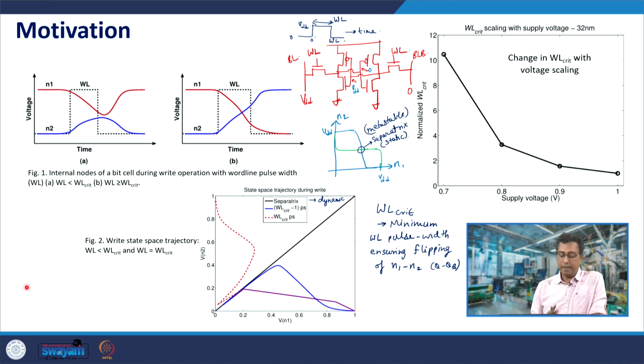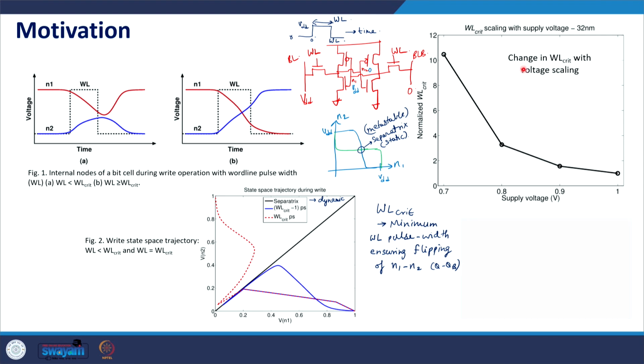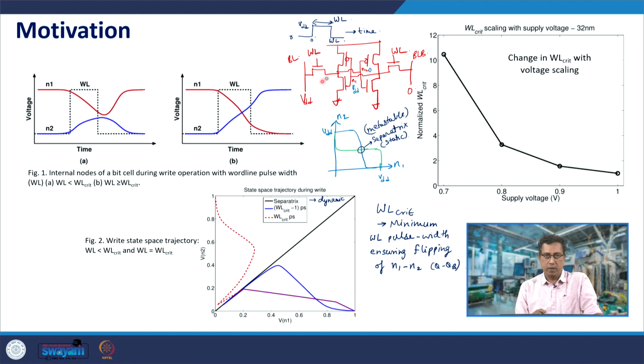For writing, what we observe is that as you reduce the supply voltage, the word line pulse width keeps on increasing. For example, from 1 volt to 0.7 volts it is increasing 10 times. Whatever was the WL critical value here, it has increased 10 times for a 32 nanometer node. These are measurement results on commercial SRAM cells. And why is the word line pulse width increasing? Because as you reduce the voltage, one of PMOS and NMOS becomes weaker, and therefore it becomes difficult to flip the cell.